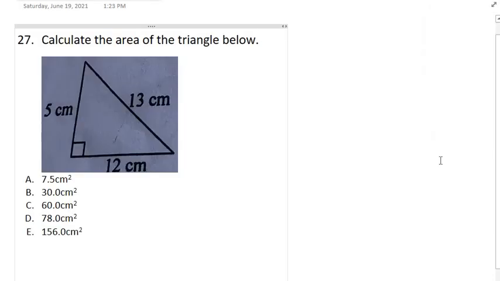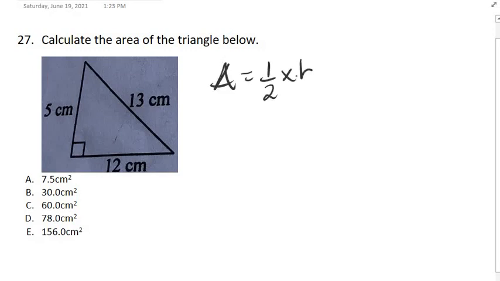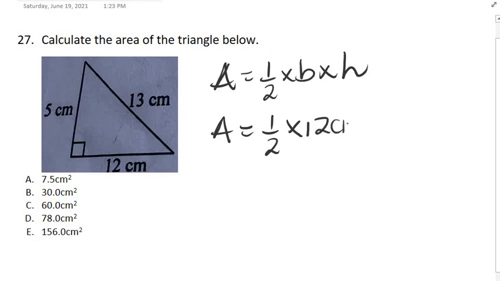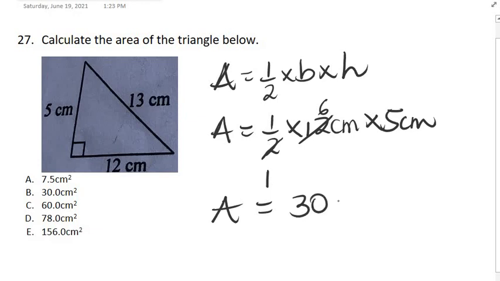The right answer is C, which is 4. Question 27. Calculate the area of the triangle below. The formula for calculating area of a triangle, area equals half times base times height. So area will give me half, 1 over 2, times the base, which is 12 centimeter, times the height, which is 5 centimeter. Okay, so 2 here 1, 12 can be divided by 6 times. So area will give me 6 times 5, which is 30 centimeters square. And the right option is B.